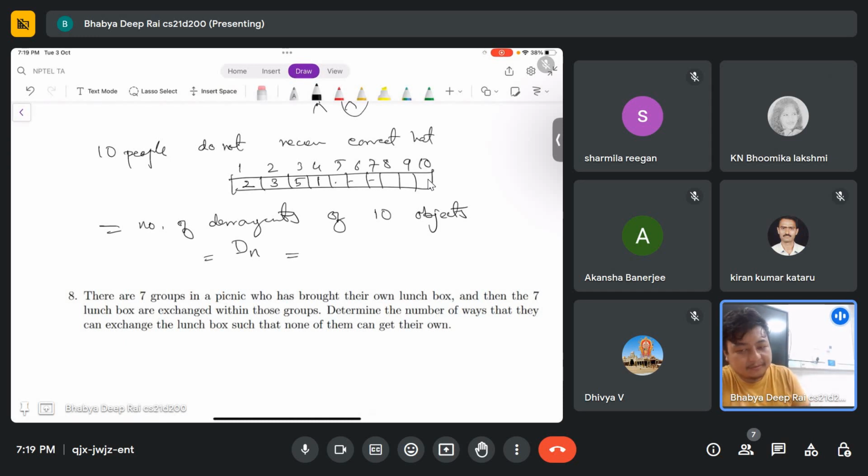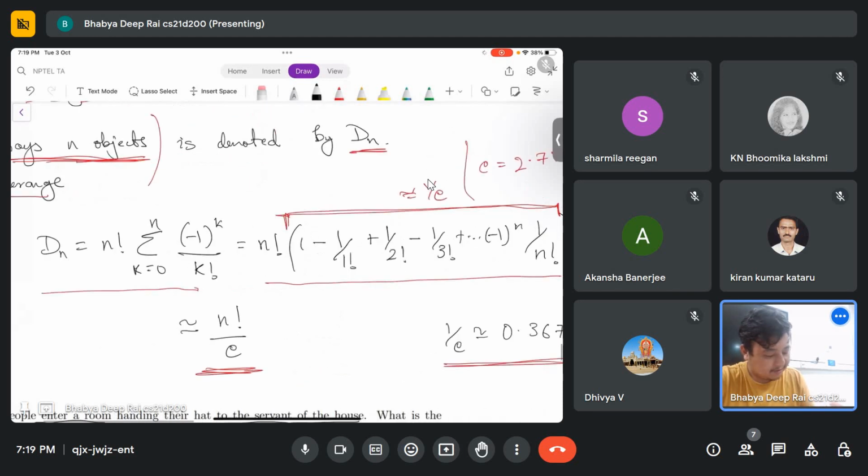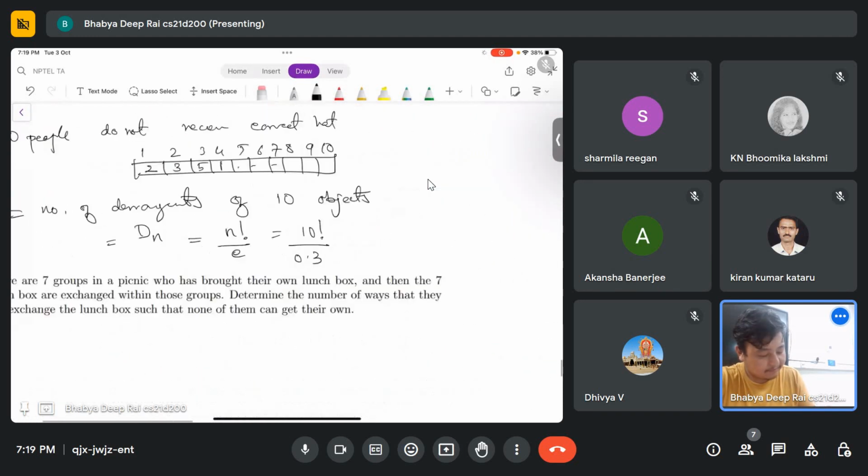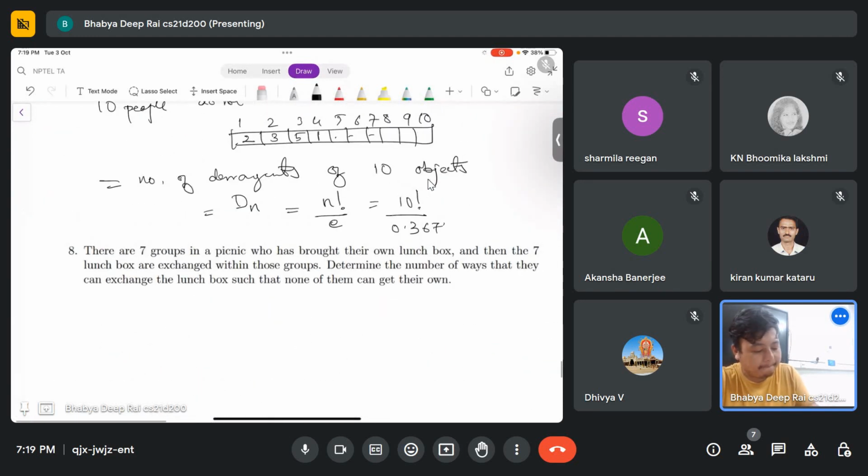So this is nothing but dn, which is almost equal to n factorial by e. So what is n factorial? It is 10 factorial, a rather large number, divided by e, which is around 0.3678. And what is this equal to?